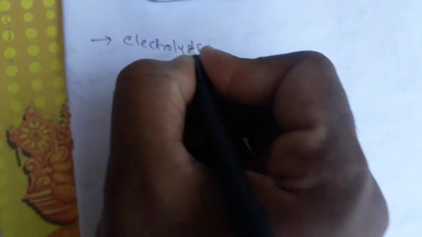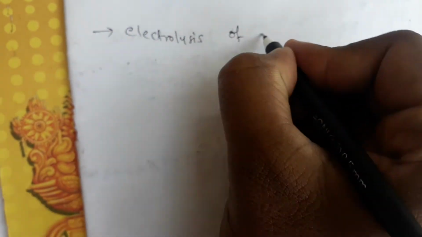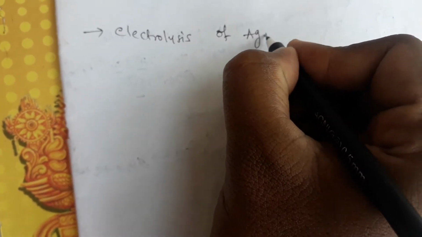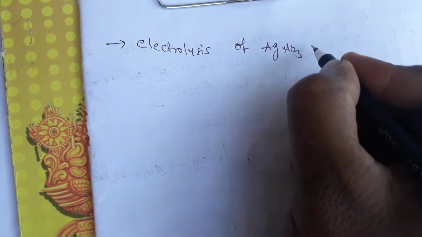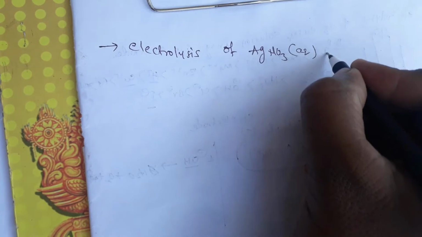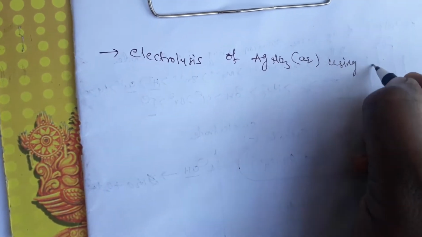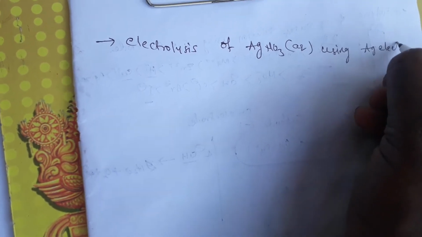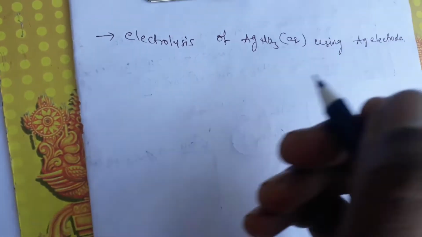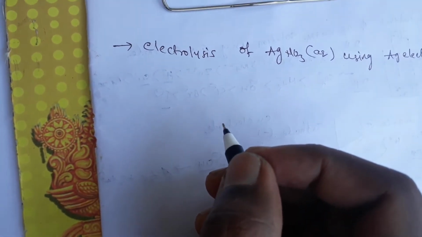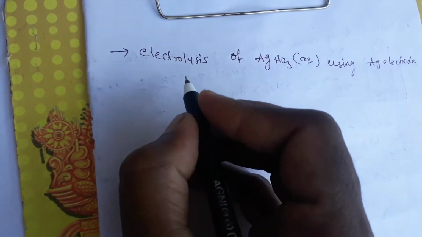If you see the silver electrode, electrolysis of aqueous silver nitrate. This is aqueous silver nitrate using silver electrode. So we are using aqueous silver nitrate and silver as the electrode.